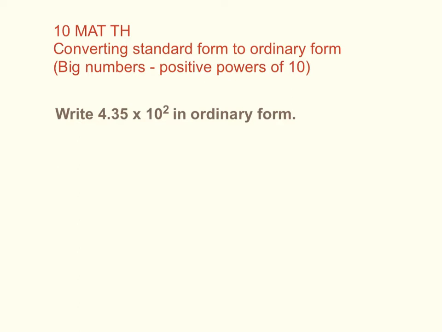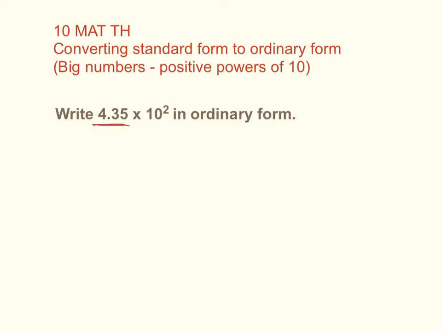Okay, so today's lesson is going to be on how to convert standard form to ordinary form. This video is just going to look at big numbers with positive powers of 10. We'll save the small numbers for the next video. So, the first question is to write 4.35 times 10 to the power of 2 in ordinary form.